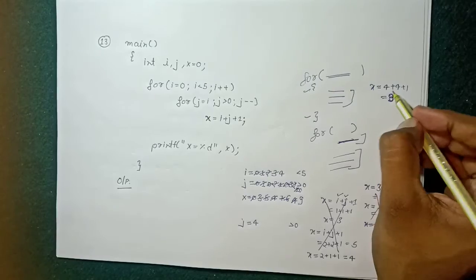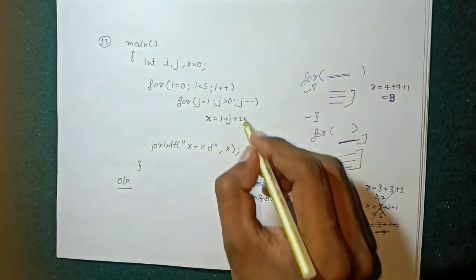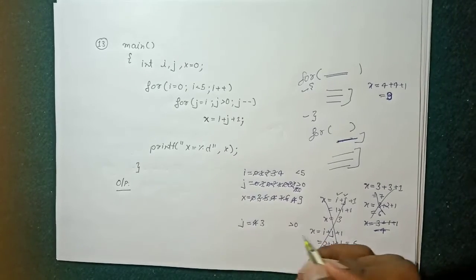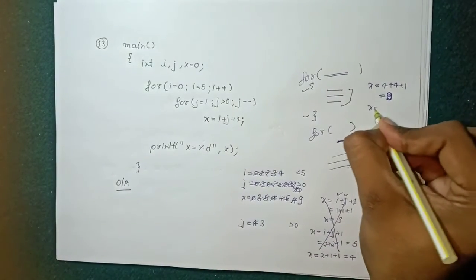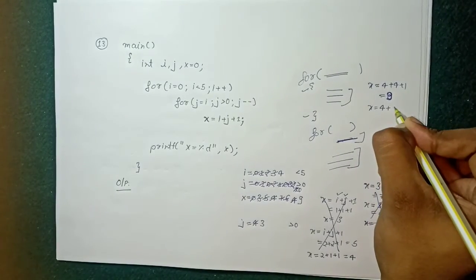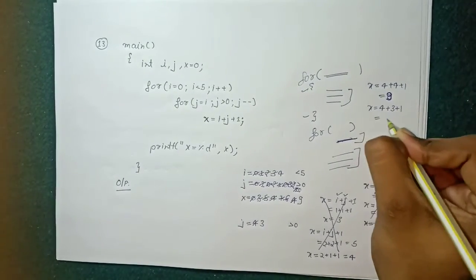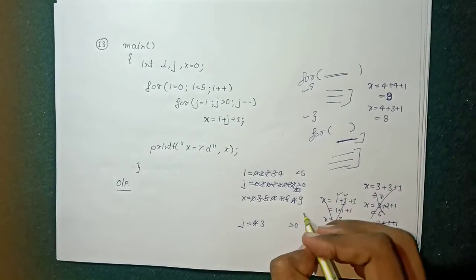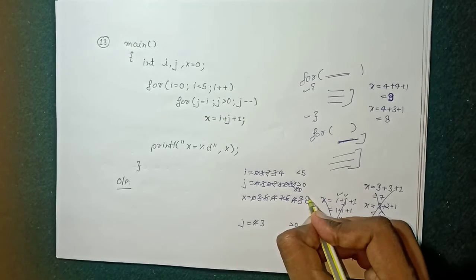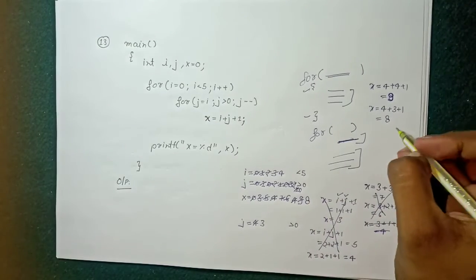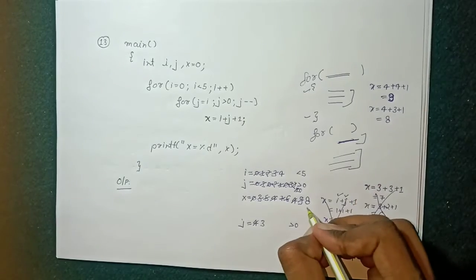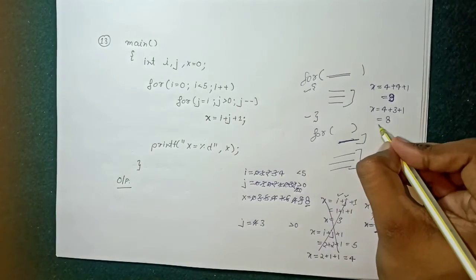Now what happens, the decrement condition of the inner loop is executed, and the value of j becomes 3. 3 is greater than 0, obviously true. Then the value of x is again computed, which means x equals 4 plus 3 plus 1, which means 8. Okay, the value of x is modified and 8 is stored in the variable x.